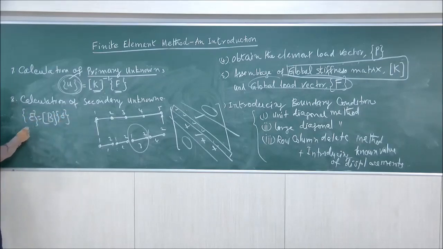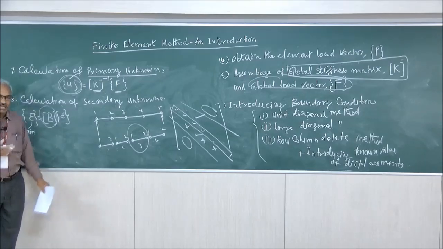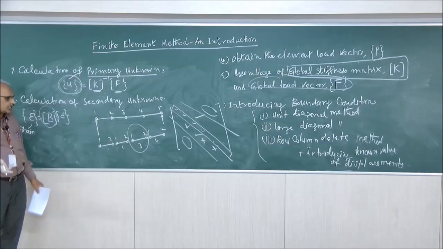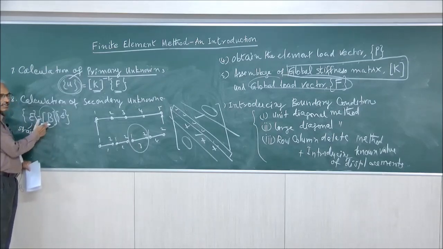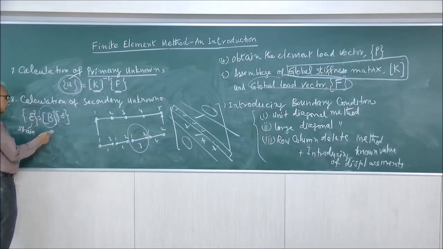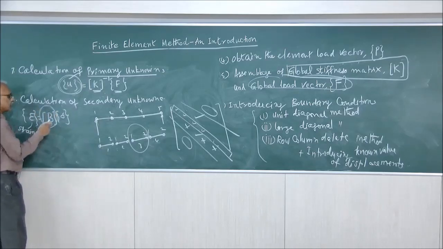Epsilon equal to B delta. This is the element strains. This is the matrix of element coordinates. Already we have discussed the B matrix, a matrix of element coordinates. If it is a triangular element and you know x1 y1, x2 y2, x3 y3, you can find out the B matrix. Anyway, we are going to discuss the derivation of the B matrix for one element later. The B matrix is already known. This we have done in the third step, right?